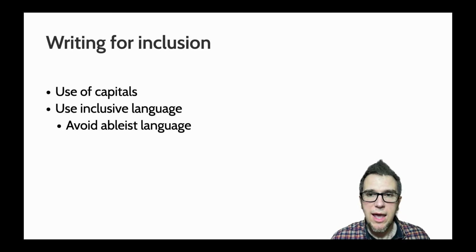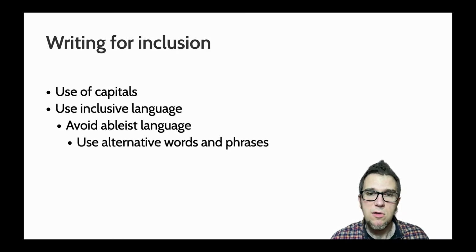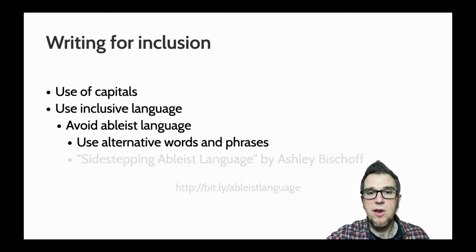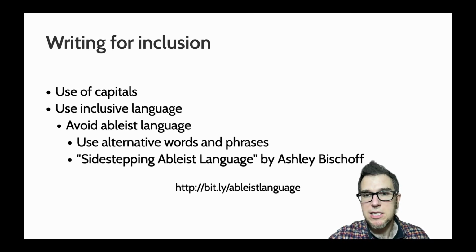Work on your own ableist stumbling blocks. Learn more. Think about alternative words and phrases you can use. Personally, I try to make sure that I put people at the heart of my language, avoiding calling people users, for example. Other people say it better than me, so check out Sidestepping Ableist Language by Ashley Bischoff for more information and resources.